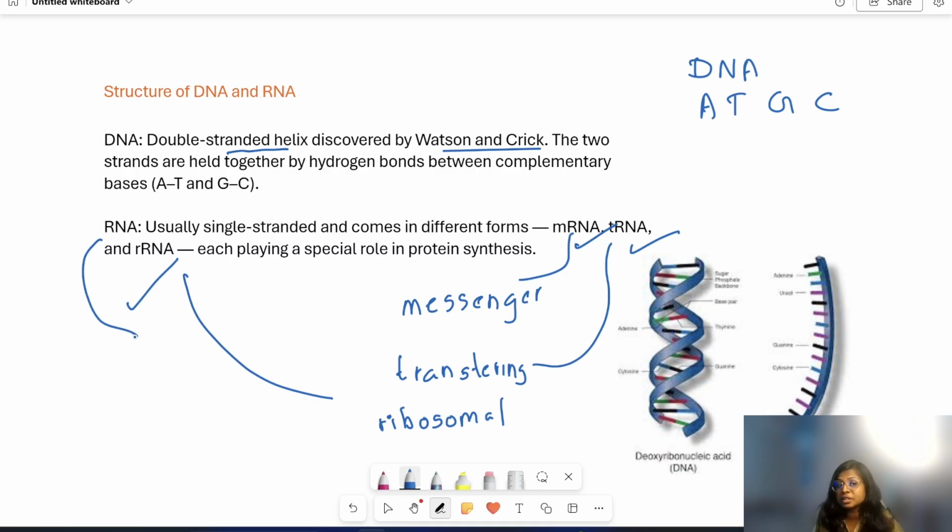RNA plays a special role in protein synthesis. Each of these RNAs has different roles in protein synthesis. It's a kind of complex mechanism, so it has a separate video. You can watch it later. So for the moment, just remember RNA is single-stranded and it comes in different forms. It has 3 types of RNAs: mRNA, tRNA and rRNA. So let's move to the next part.